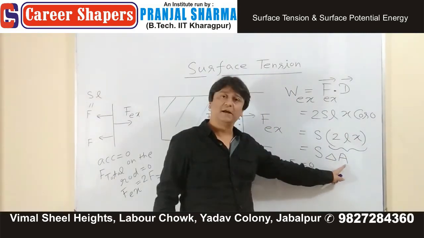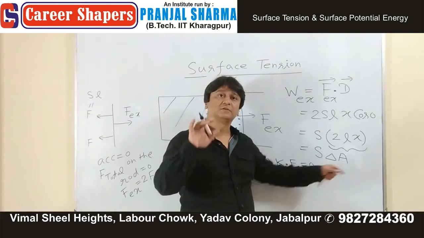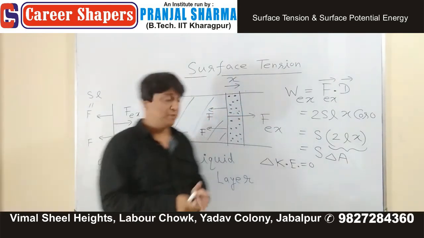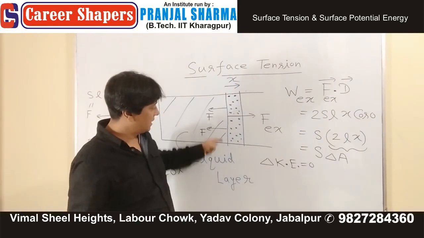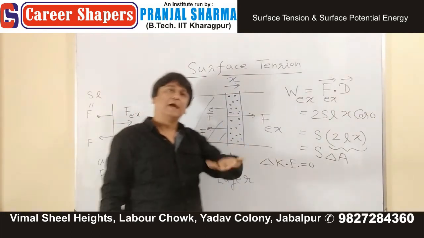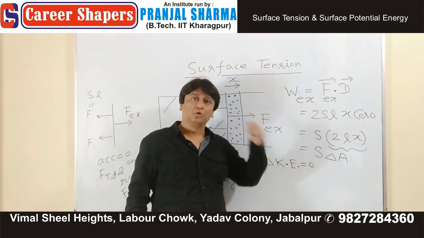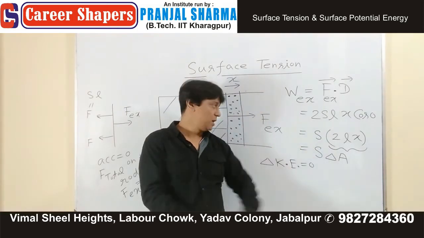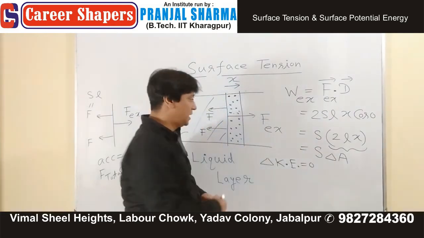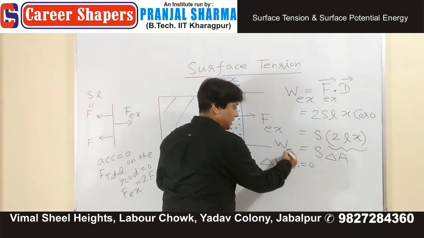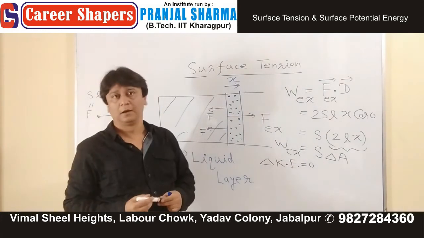What is delta A? Change in the surface area. Remember, on one side the change in area is L multiplied by X. The same thing is happening on the back side. So how much total area did you develop? 2Lx, which will be called delta A, and this is your W external.